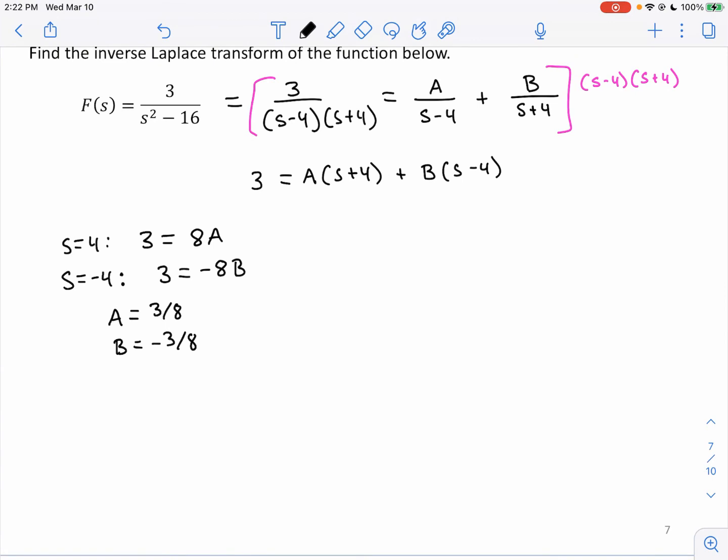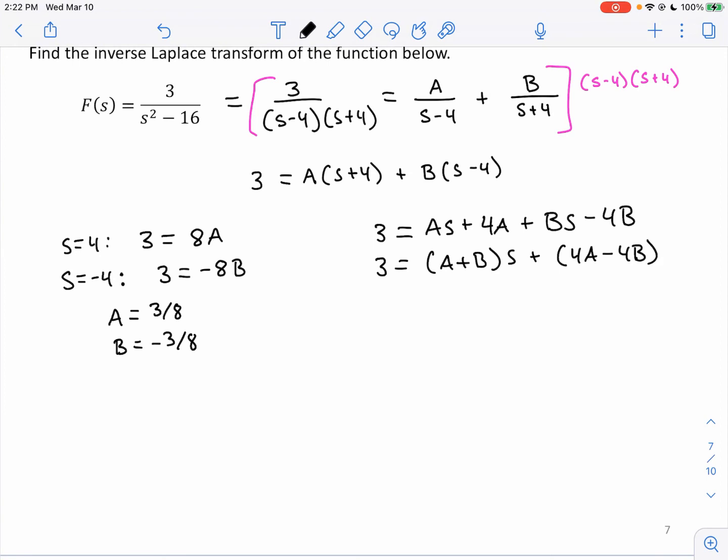Okay, the other method is to take this expression and expand it and then equate coefficients. So we're going to leave the 3 on the left side alone, and I'm going to distribute the A and distribute the B, just expand everything so that there's no more parentheses. So this will be A s plus 4A, and then plus B s minus 4B, and then regroup according to power of s. So gather my s terms together first and factor out the s. So we have A plus B, and then that's times s, and then gather the constant terms, which is 4A minus 4B.